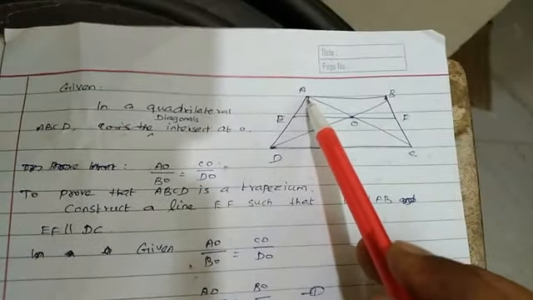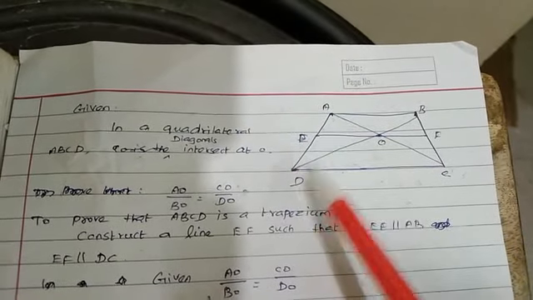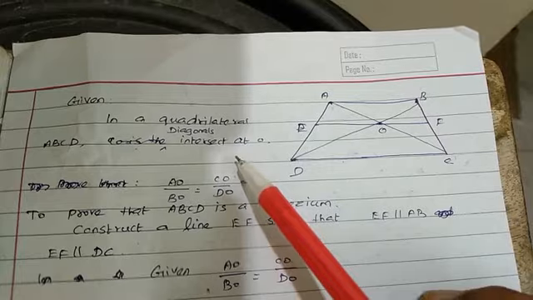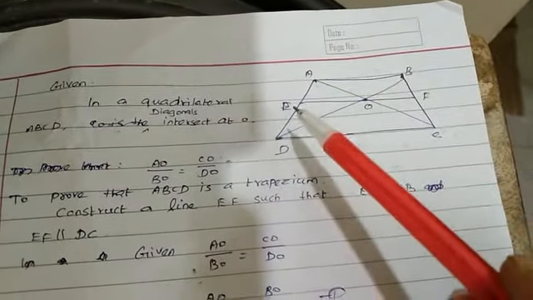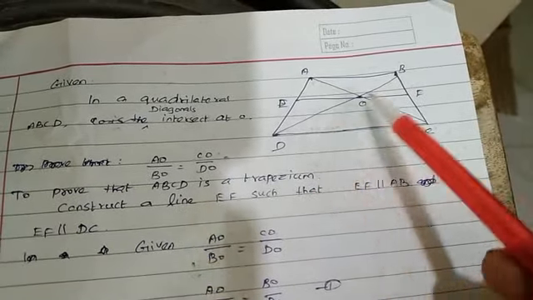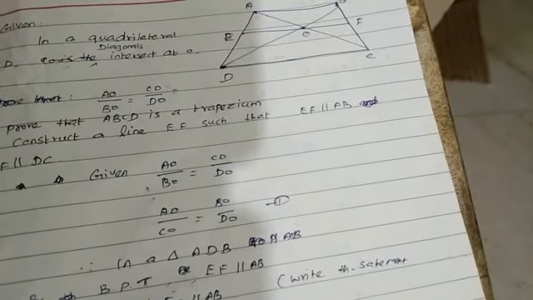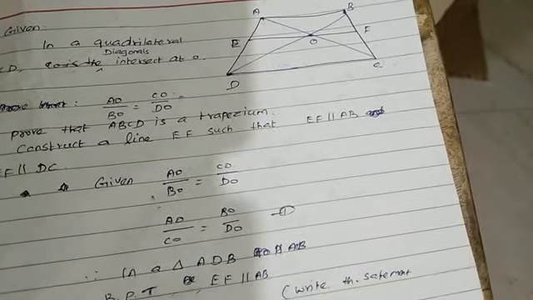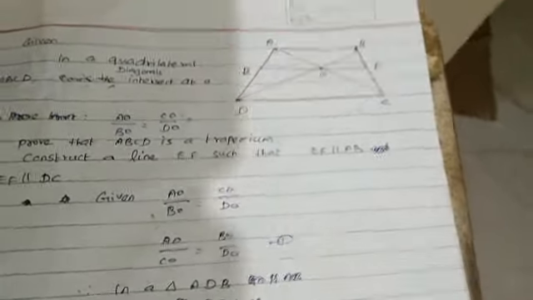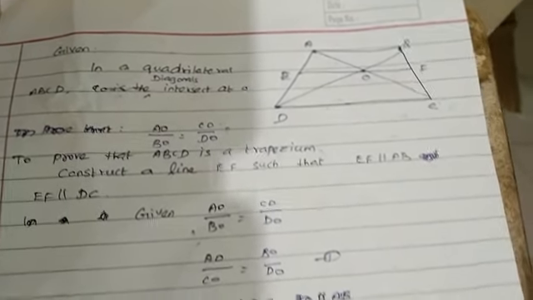So construct the quadrilateral the same way. That is, in quadrilateral ABCD, diagonals AC and BD intersect at O, and given AO divided by BO equal to CO divided by DO. Now we need to prove that ABCD is a trapezium. Think about the previous case: we took a trapezium to prove this ratio, but here the ratio is given and we need to prove the trapezium. So we can say the 10th problem is the converse part of the 9th theorem.